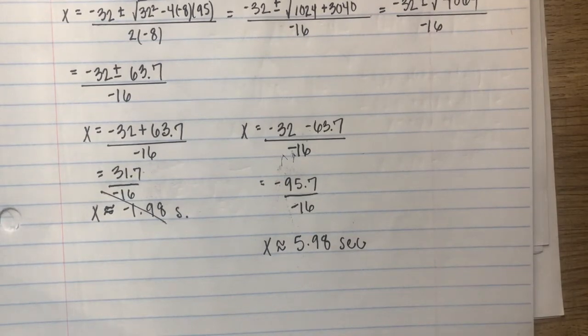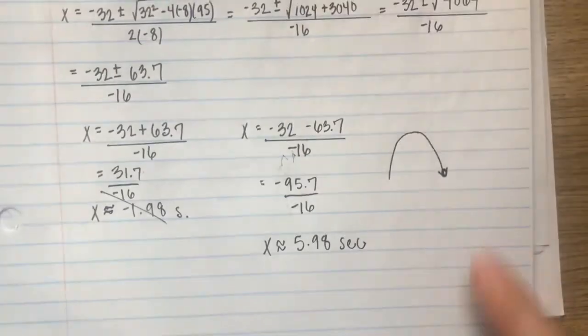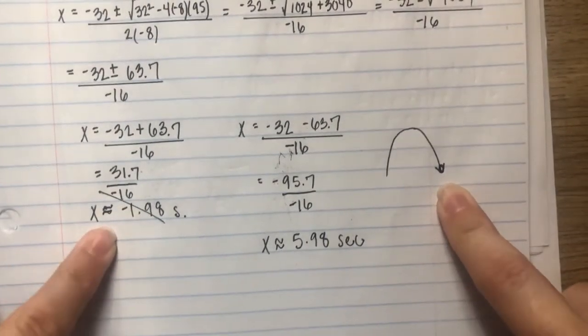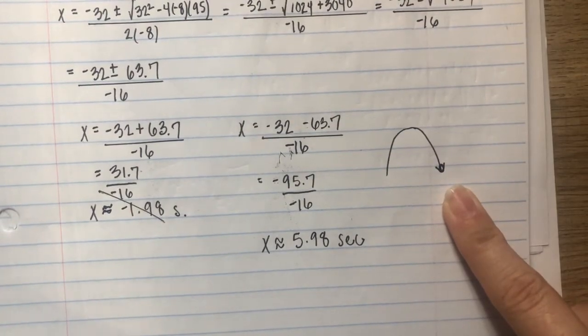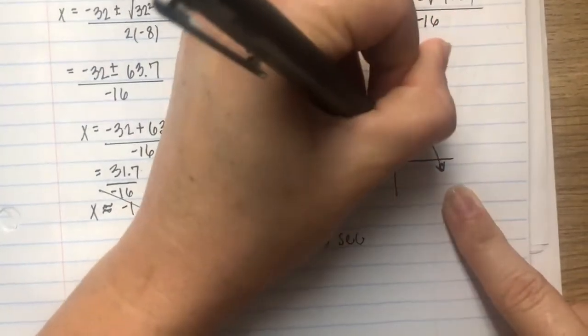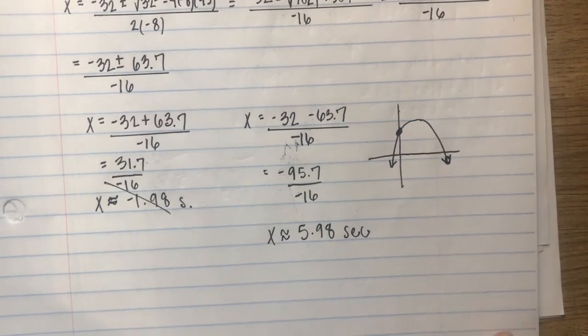The reason there's two answers is because it's shaped like a parabola. The object is flying through the air, and at some point it hits the ground. It hits the ground for the second time at 5.98 seconds. The fact that the first time was negative 1.98, that's still a solution. It's just telling us that the object started above ground, basically, if there's a negative time like that.